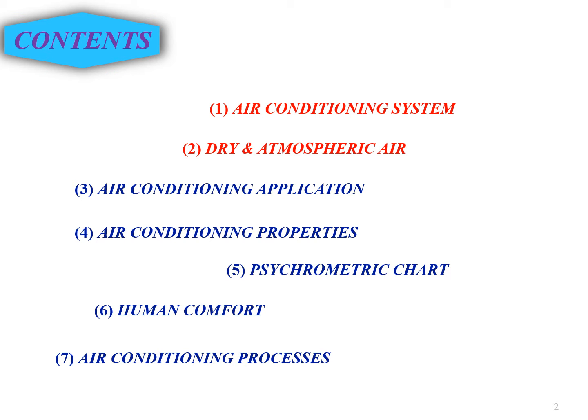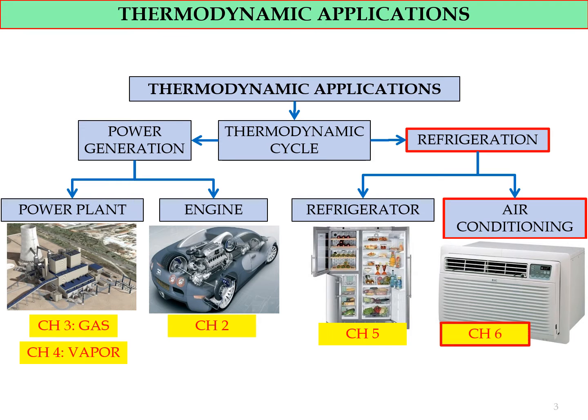In this video, I'm going to explain two subtopics. The first one is air conditioning system and the second one is dry and atmospheric air. Thermodynamic application. In thermodynamic application, we have thermodynamic cycle and we have power generation and also refrigerations. And we already looked into chapter 5, which is the refrigerator. Now we look into chapter 6, which is the air conditioning system.